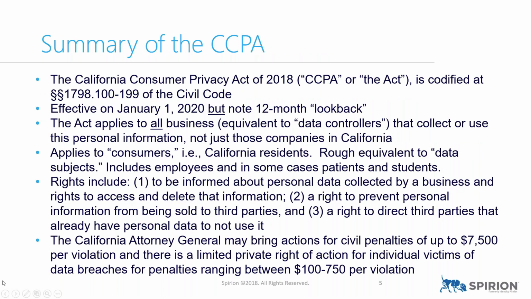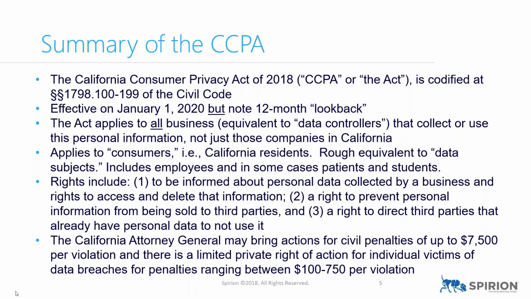Let's go to the next slide and we'll talk about just the summary. I'm going to hit a couple of the high points here. This is effective at the end of the year or beginning of next year, however you want to slice it. But it looks back 12 months. So it looks at the data that you're collecting right now. This is why it's relevant to you now. And it applies to all businesses. They're essentially the same as data controllers, more or less. The collector used personal information. It's not just those companies that are headquartered in California. That seems to be a big mistake people are making. It potentially subjects the whole planet, quite frankly, to California law, not just California and U.S. states. So it applies to consumers, which are California residents. This is a rough equivalent to data subjects. It's not the exact same thing, and I'll describe why when I go through the questions.